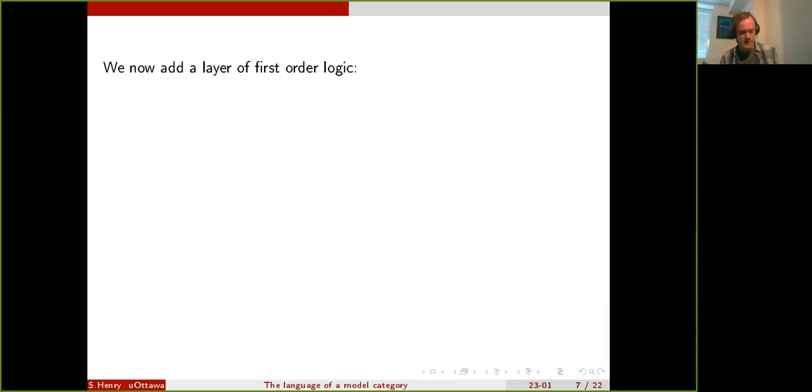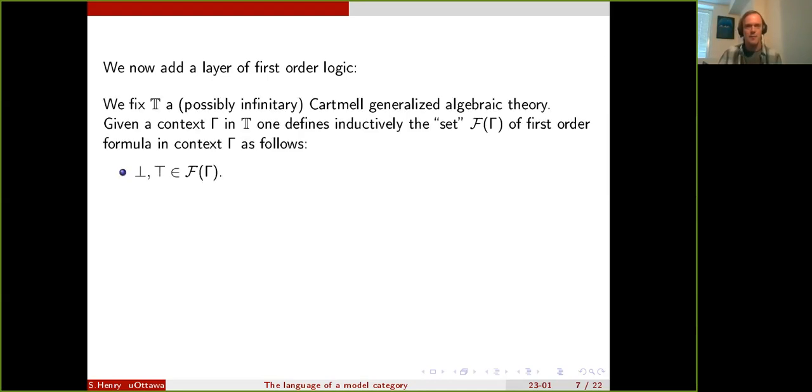And the main idea, well, one way to present it at least, is that I will add just a layer of first order logic on top of a Cartmel theory. So it's fairly, I'm sure people have done that before. So I'm fixing T, a generalized algebraic theory, for example the theory of categories I talked about before. And given a context in the theory, I will inductively define a set, or rather a proper class, of formulas in that context. So the definition is inductive.